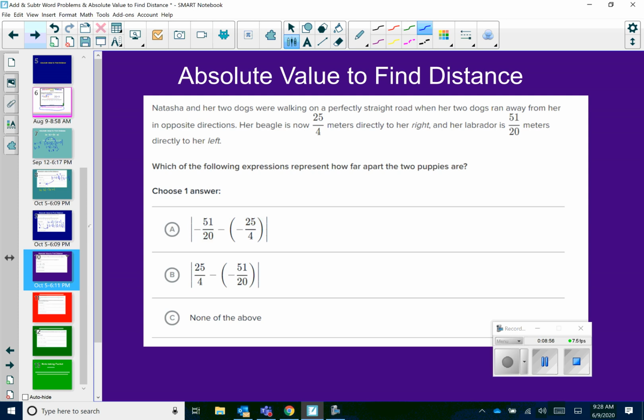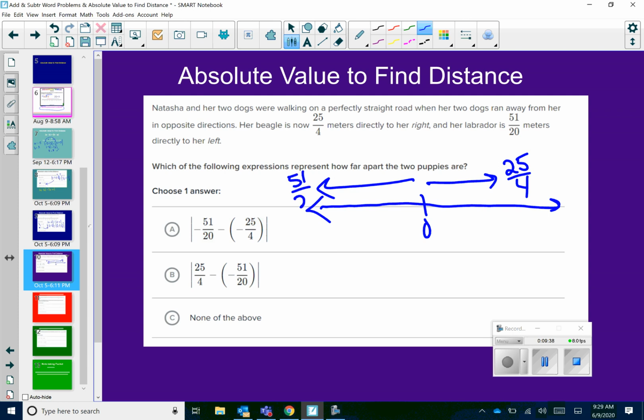Natasha and her 2 dogs were walking on a perfectly straight road when her 2 dogs ran away from her in opposite directions. Her beagle is now 25/4 meters directly to her right, and her Labrador is 51/20 meters directly to her left. Which of the following expressions represents how far apart the 2 puppies are? Let's think about this. Basically, where Natasha is, let's think of that as 0. So if I were to draw a number line, her beagle is 25/4 directly to her right. So that would be 25/4. And her Labrador is 51/20 to her left.